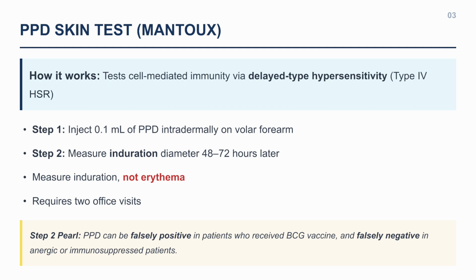Step 2 Pearl. PPD can be falsely positive in patients who receive the BCG vaccine and falsely negative in patients who are allergic or immunosuppressed, including advanced HIV.